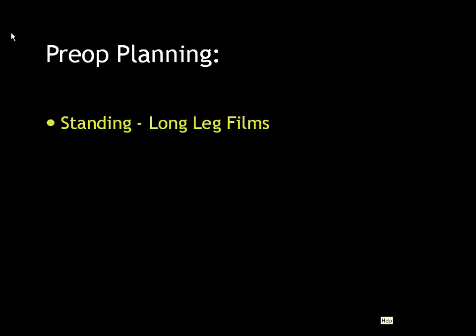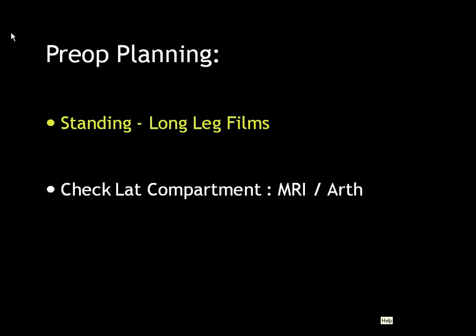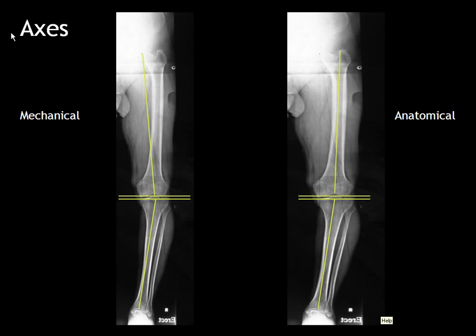So we start with the first question, and of course the first key part to do is you have to do the standing long leg films. This is the best way to get a proper pre-op planning, and we have to check the lateral compartment, as we said, with MRI or arthroscopy, maybe in the same sitting.